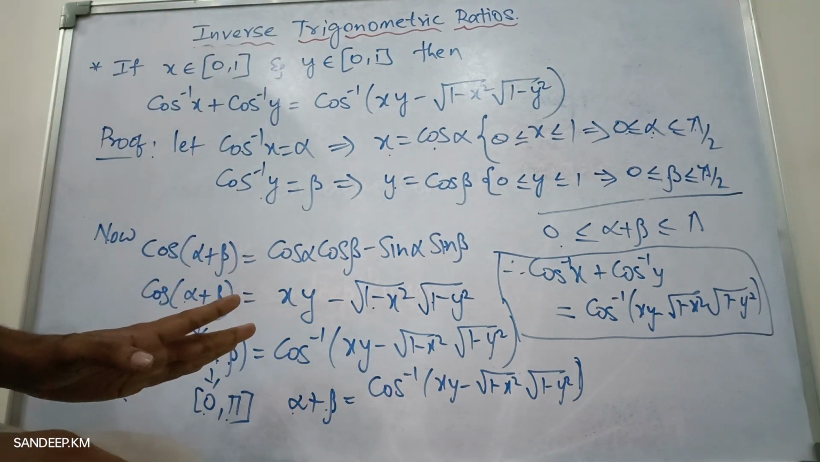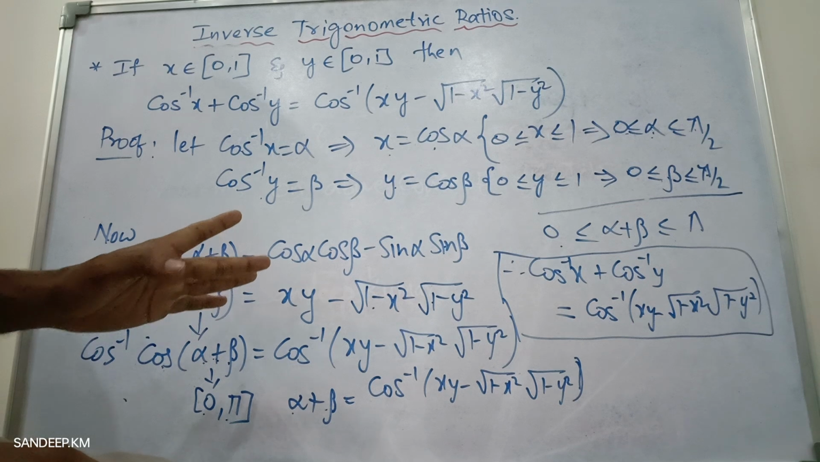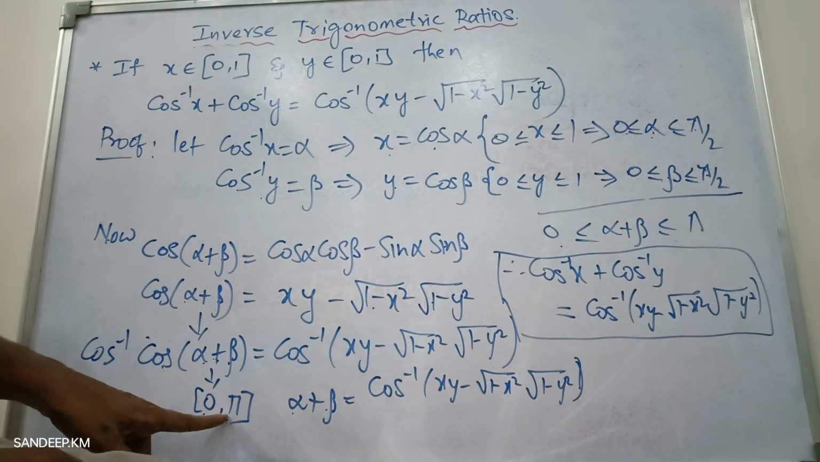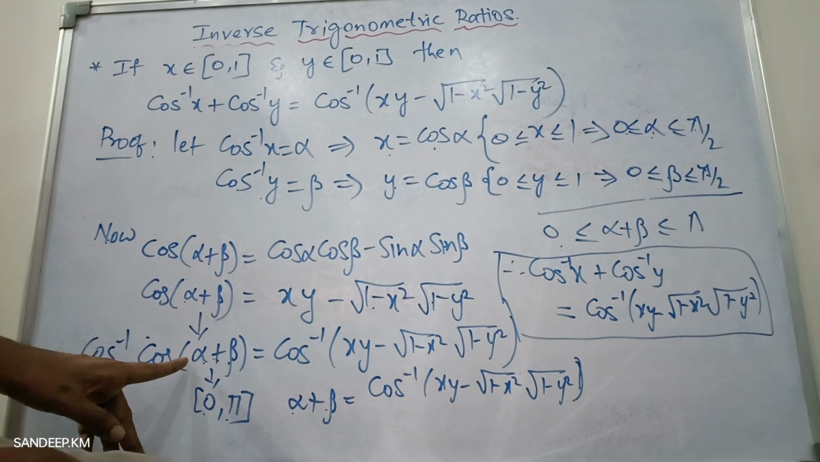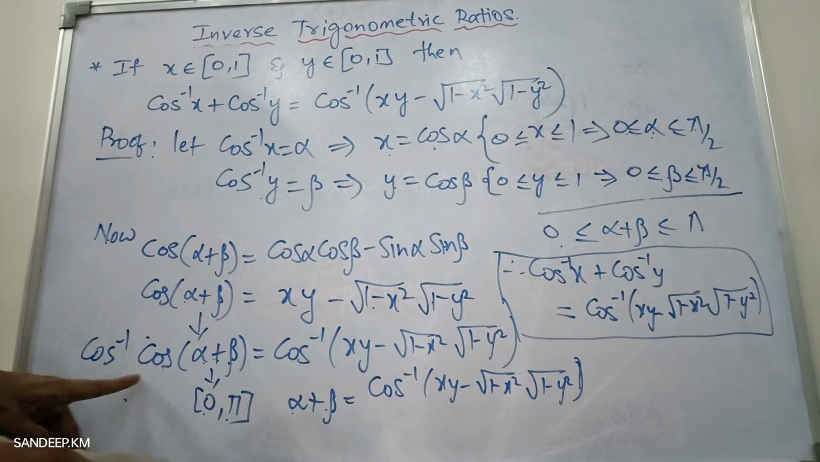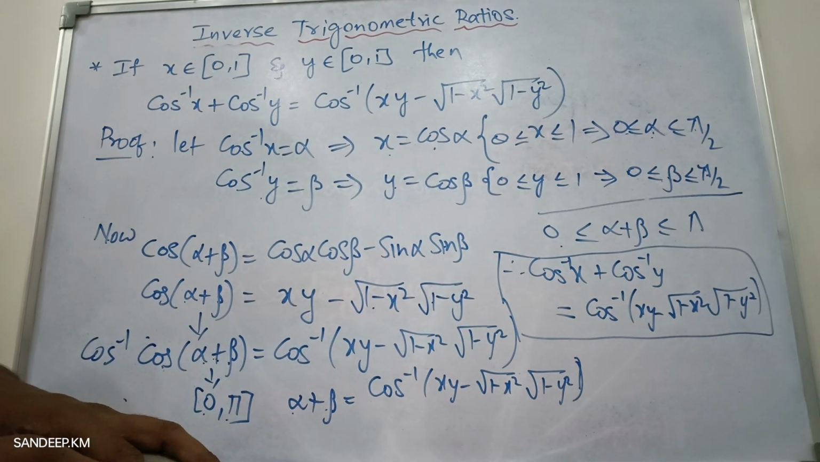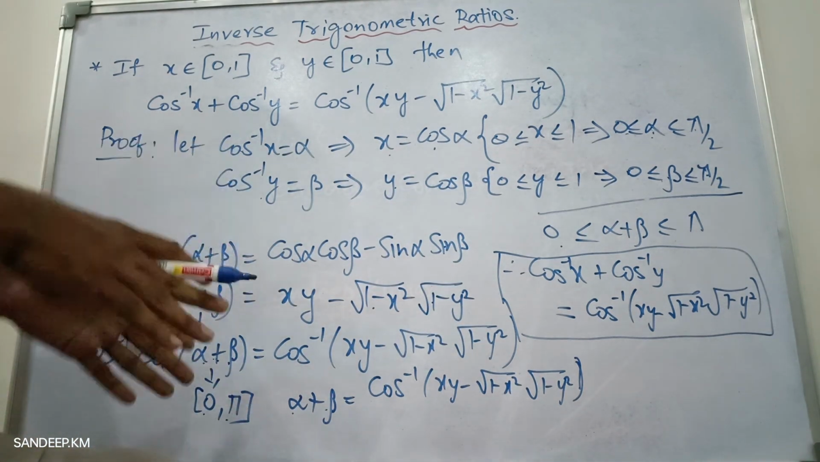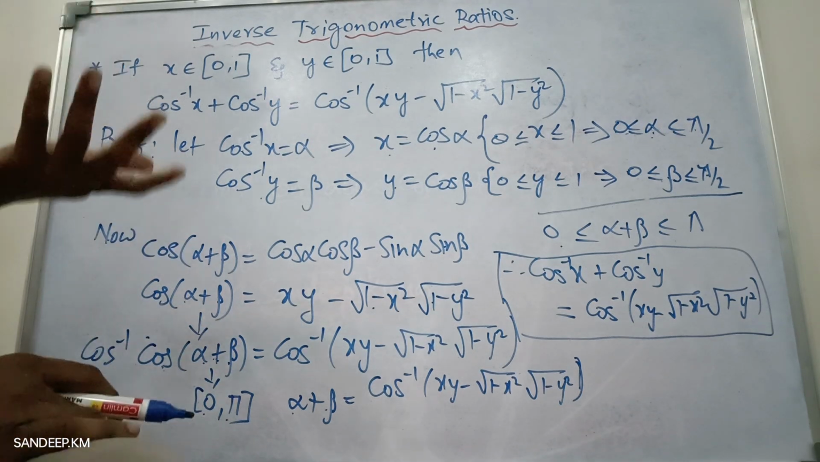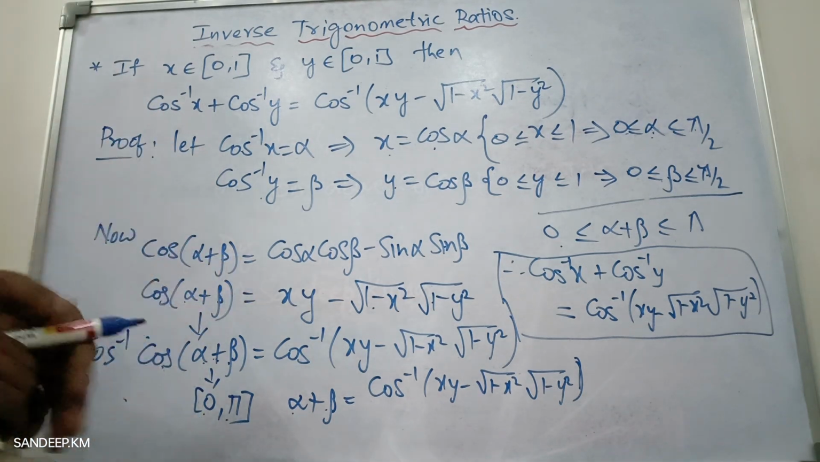But now here, alpha plus beta is already between 0 and pi. It is in the restricted domain of cosine function. So cos inverse and cos can be ignored. So this is how we can prove it. We will look at a problem based on this. But let us also discuss what is cos inverse x minus cos inverse y.